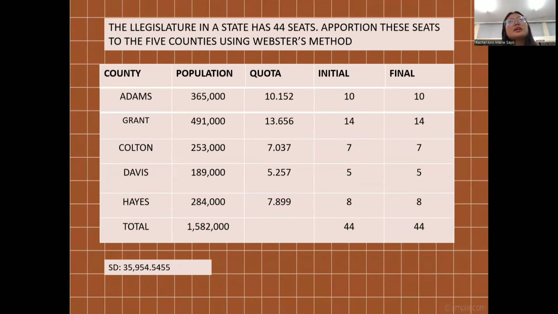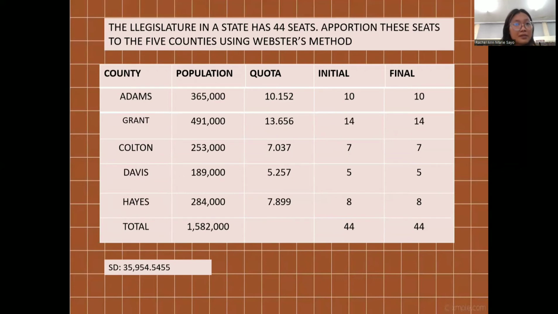The legislature in a state has 44 seats and apportions these seats to the 5 counties using Webster's method. That is counties, not countries. These are the counties: Adams, Grant, Colton, Davis, Hayes, and here their populations are shown: 365,000, 189,283, 289,284,000, a total of 1,582,000. So again, just like the first one, we have to get the quota.